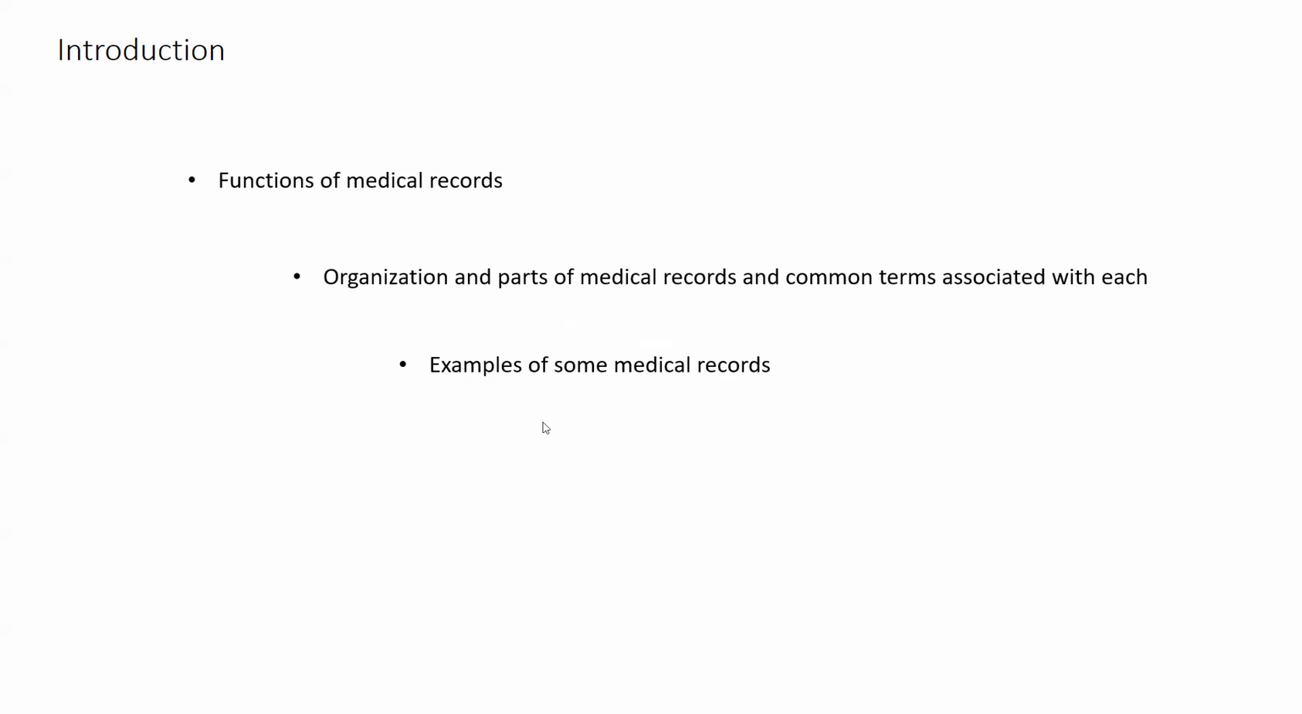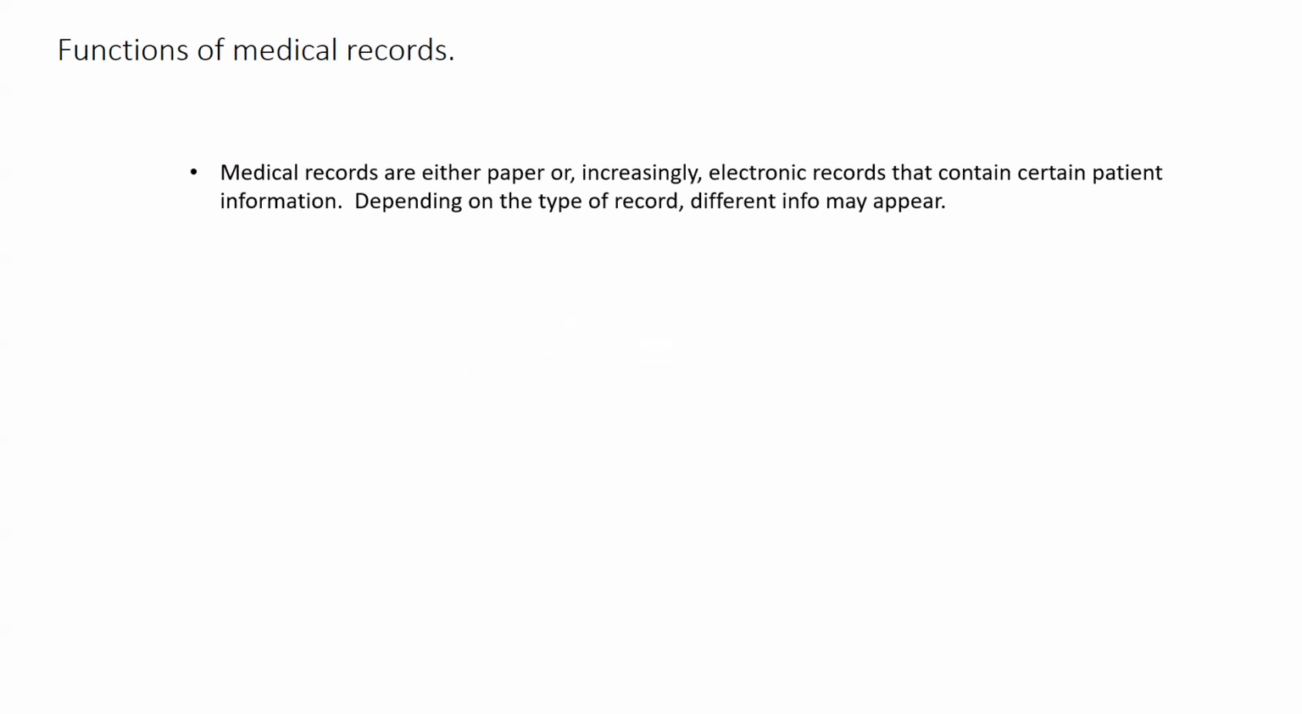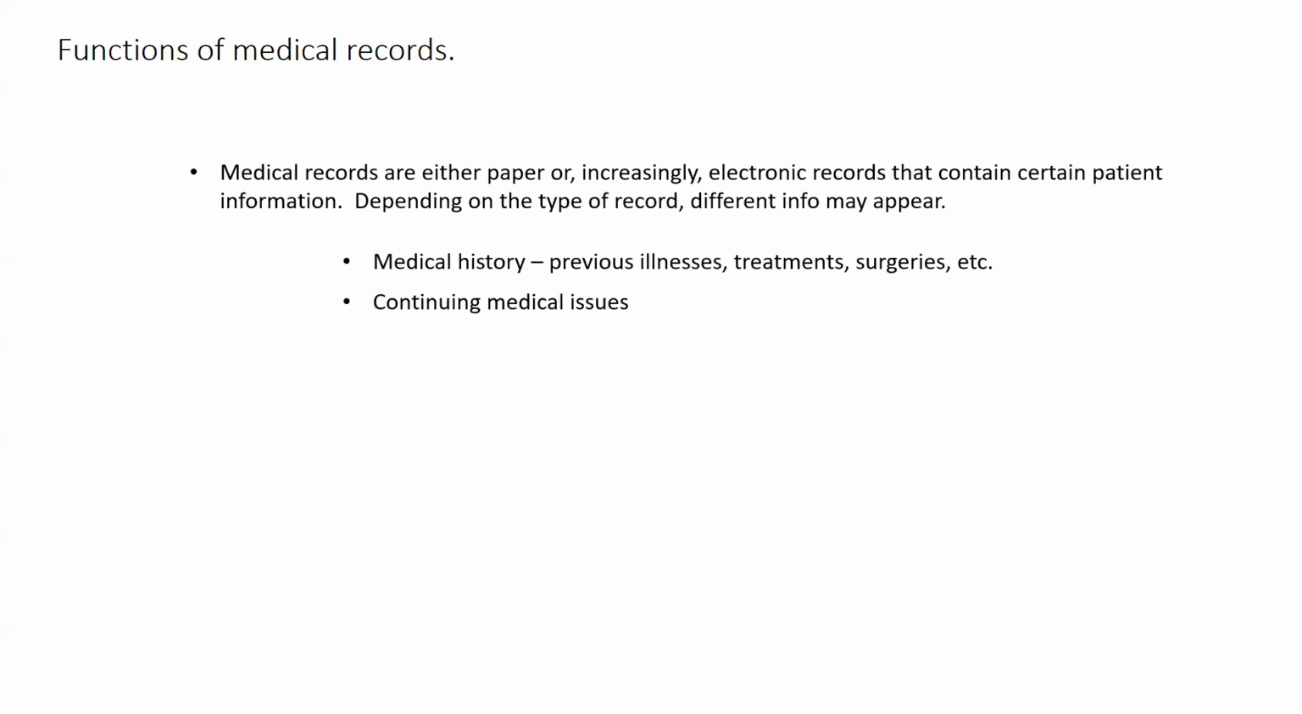There are a lot of different types of medical records. So the function of medical records, sometimes you'll still see them in paper. Increasingly, they're electronic, and they contain all the information that a medical professional needs to know about that patient when they see them. And depending on the different type of medical record, they may contain different kinds of information. Commonly, they'll have some medical history, the patient's previous illnesses, what kinds of treatments they've had before, have they had surgeries, are they allergic to medications of any type, are there any continuing medical issues that they're dealing with, say ongoing diabetes or recurring asthma.